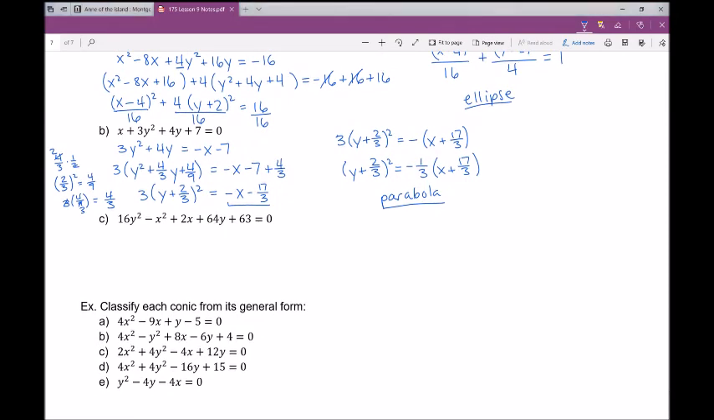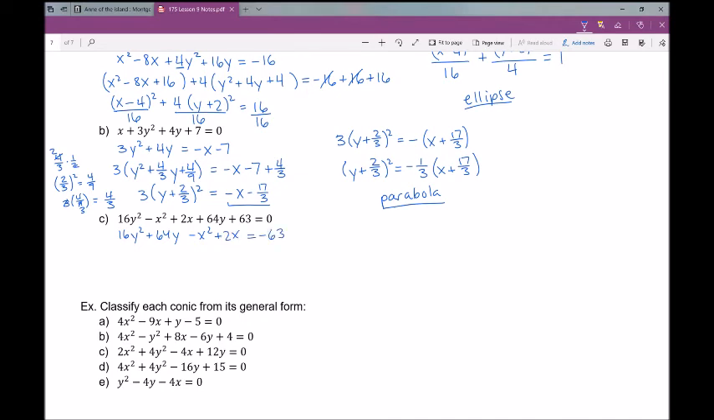So let's see. I might suspect that this is a hyperbola because I have an x squared, I have a y squared, but I have a minus sign. So I'm going to suspect that this is a hyperbola until it shows me something otherwise. Okay, so first we want to get all of our x's together, all of our y's together, and move the constant to the other side. So we have 16y squared plus 64y minus x squared plus 2x is equal to negative 63.